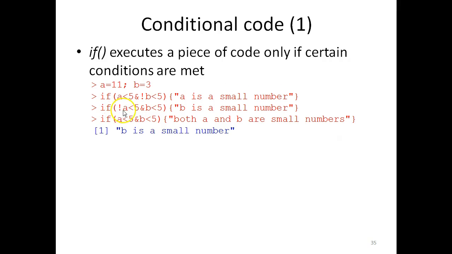Then we have two other conditions. If A is not less than 5 and B is less than 5, then B is a small number. And if they are both smaller than 5, then you get both A and B are small numbers. And if we run this code, all 4 lines of code, then we get this in return. B is a small number. And obviously what has happened is that this piece of code has not been executed because this condition was not met. This one has been executed because the condition was met, and this one has not been executed.